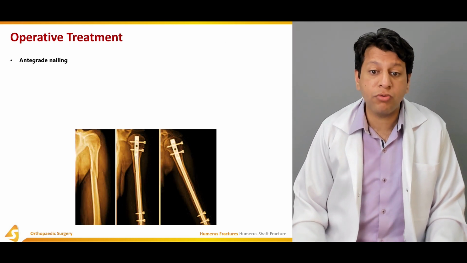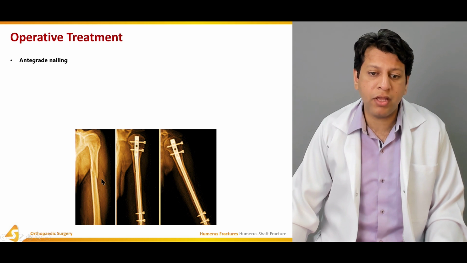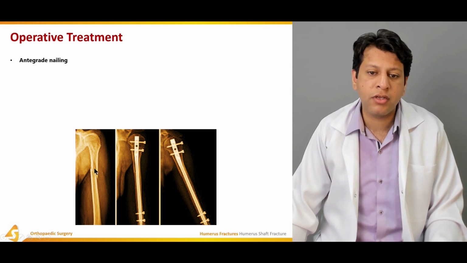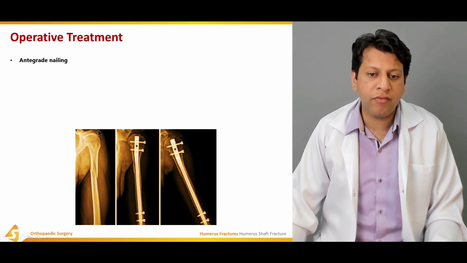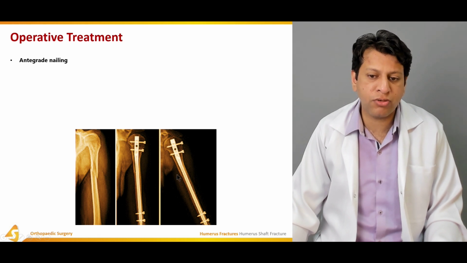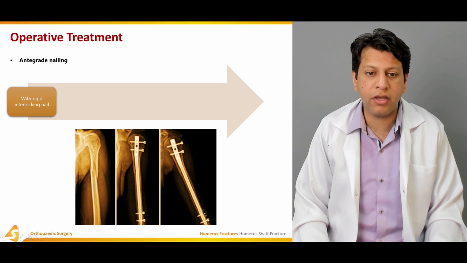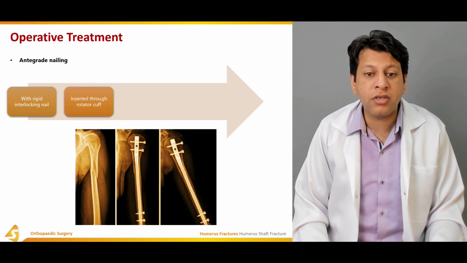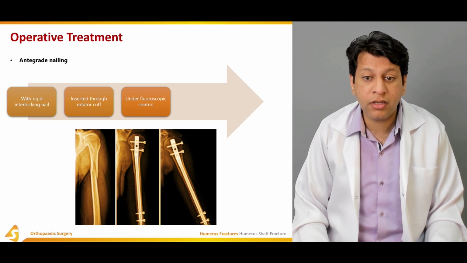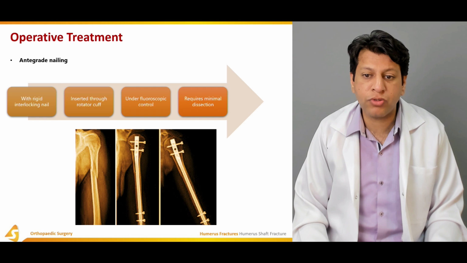Antegrade nailing, as I told you: if this is the fracture, an oblique fracture of the mid shaft of the humerus, we do not need to open the fracture site. If we are going for plating, we'll have to open the fracture site over this area. We can make a small incision over here and put the intramedullary device, as you can see over here as well. Usually the rigid interlocking nail is inserted through the rotator cuff, and we do not need to open the fracture site under fluoroscopic control most of the time.